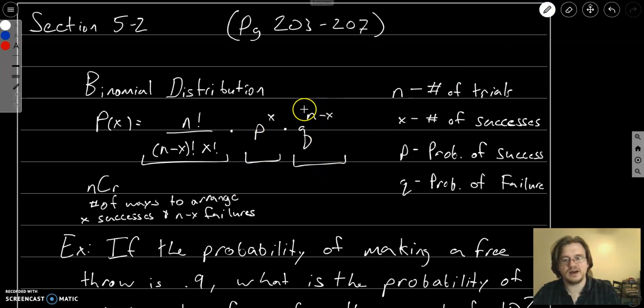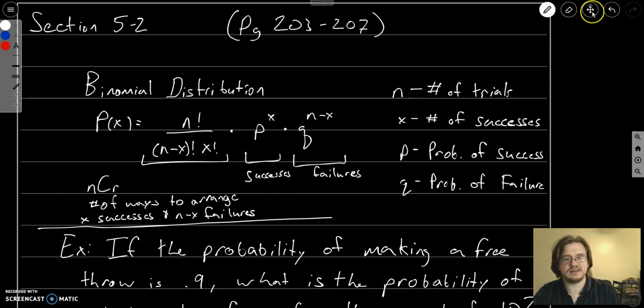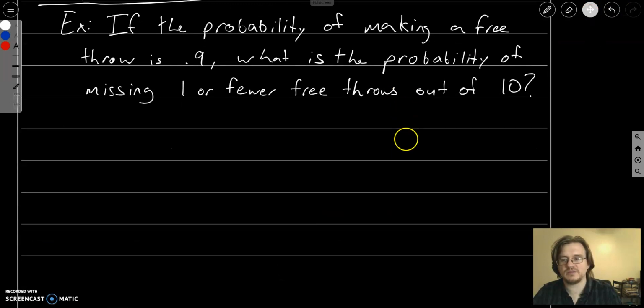Whereas for this one, Q is the probability of getting a failure, and n minus x is the number of failures. So this corresponds to the successes that we see, and this corresponds to the failures. So each part has a purpose. This is counting how many ways there are to arrange them. This is the probability of just the successes, and this is the probability of just the failures. So let's apply that to this next problem.